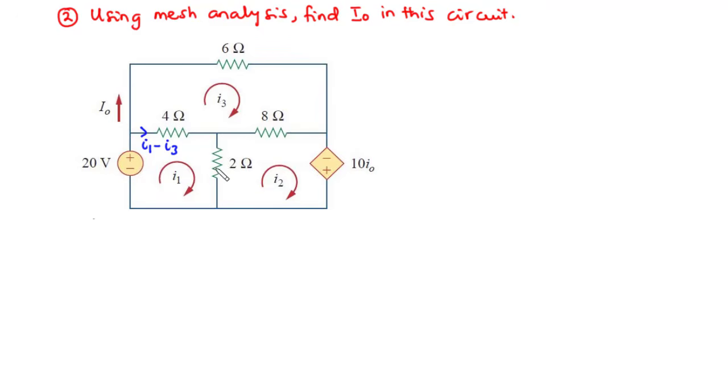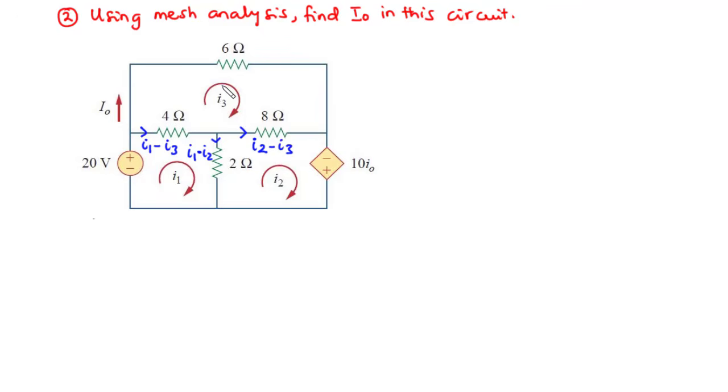Now, in this branch, we have current I1 flowing in the clockwise direction, and then we have current I2 opposing the flow of I1. So the current in this branch is also going to be I1 minus I2. Again, let's move on to mesh 2. We have I2 moving in this direction clockwise, and then we have I3 opposing the flow of I2. So the current in this branch is going to be I2 minus I3.